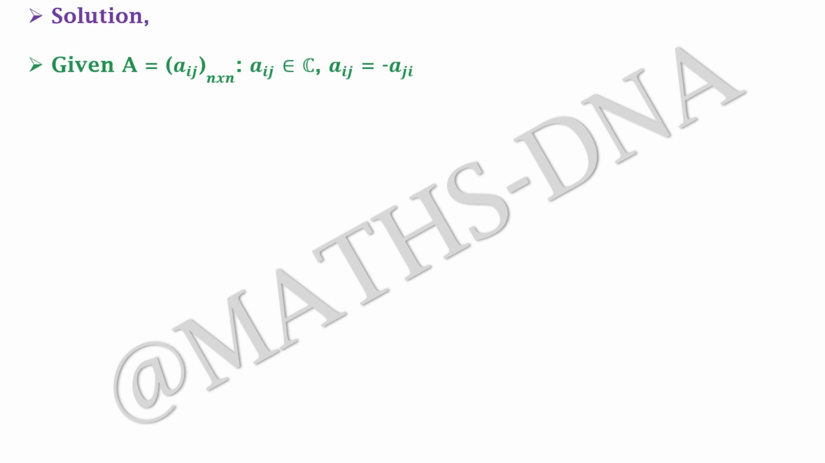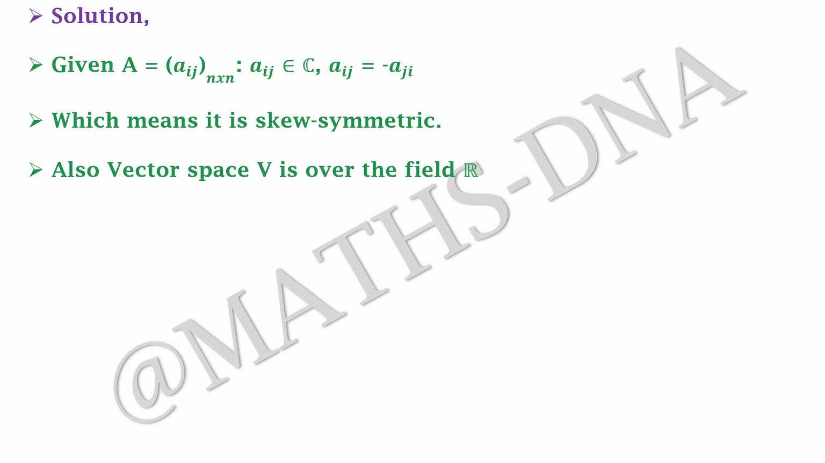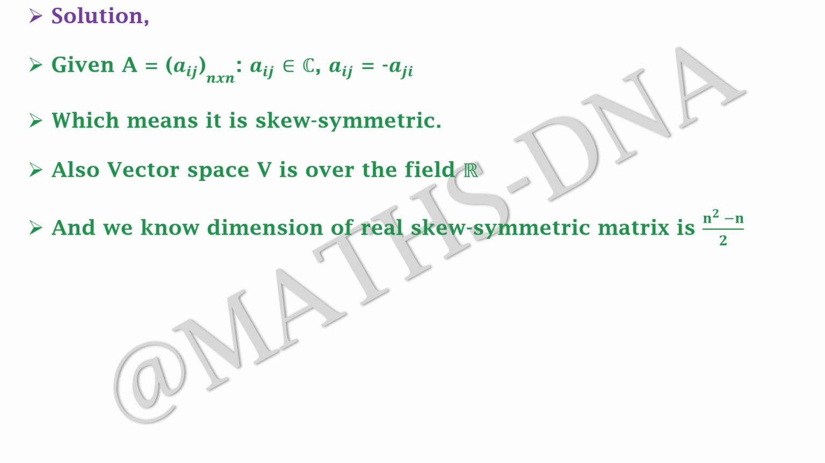In the question, it is given to us that A is equal to Aij, where Aij belongs to C, the set of complex numbers, and Aij is equal to minus Aji. Now this is nothing but a skew-symmetric matrix. And also the vector space V is over the field of R, the set of real numbers. So we know that the dimension of real skew-symmetric matrices is n square minus n by 2. And from here we get that our correct answer is option B. So you might be seeing that if you know the results and the properties, then it becomes very easy for you to solve any question within just 1 minute.